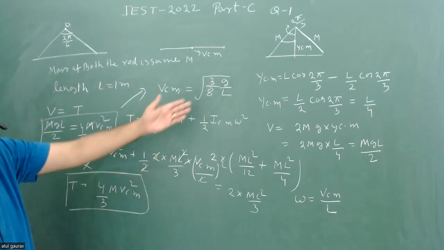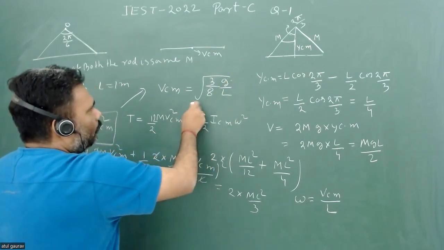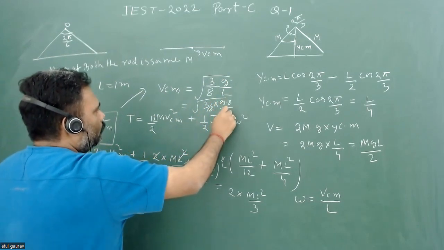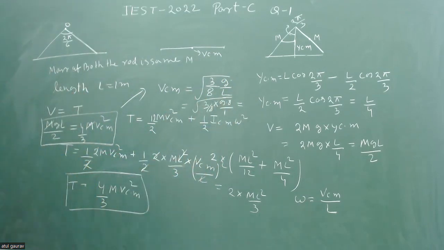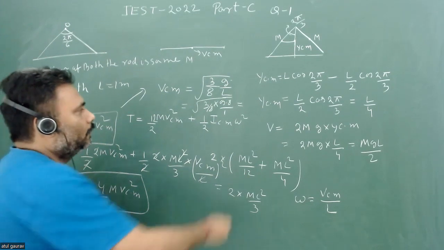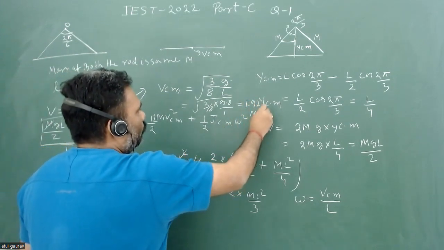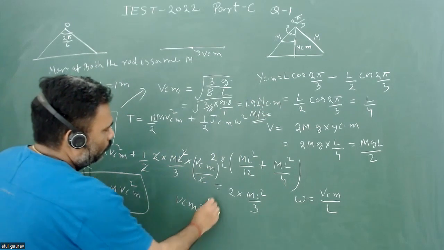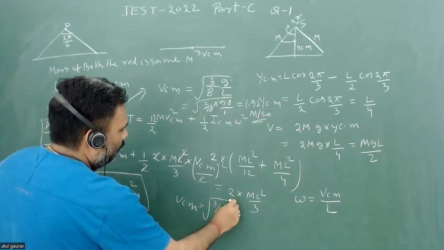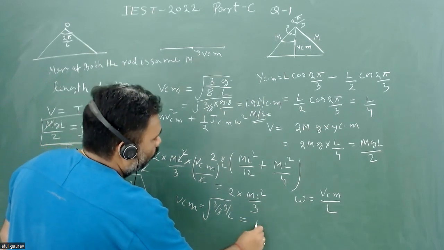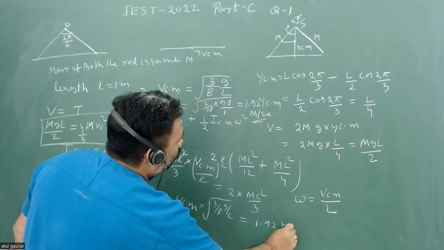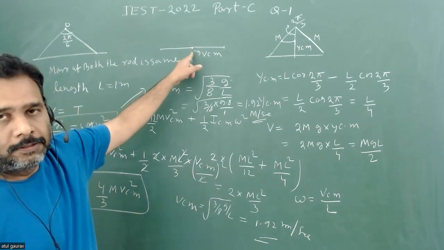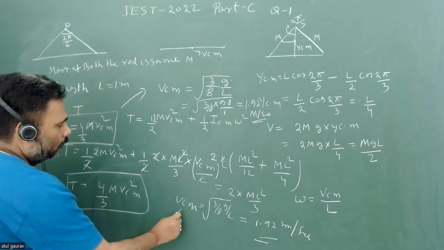We can put the value of g, we can put the value of L, and g is equal to 9.8. So this will be 3 by 8 into 9.8, L is equal to 1, and you can use a calculator. I have calculated it. That is 1.92 meter per second. So our answer is VCM equal to root 3 by 8 g upon L, and that value is 1.92 meter per second. That value is VCM, and that is actually the speed of the hinge. So this will be the speed of the hinge, and this is also the speed of the hinge.